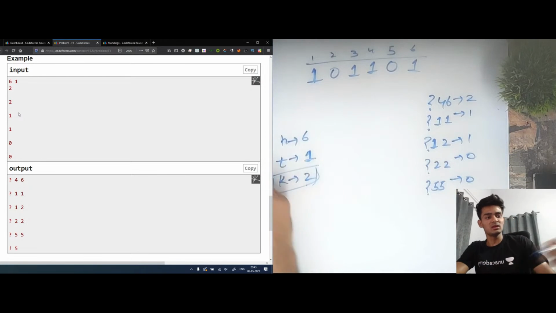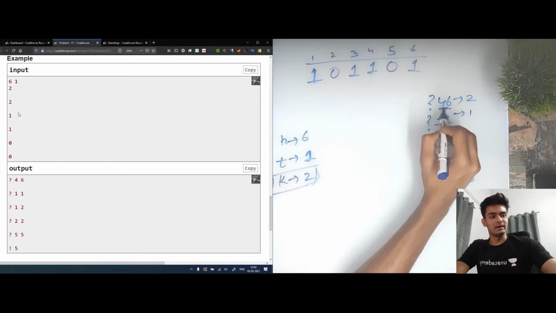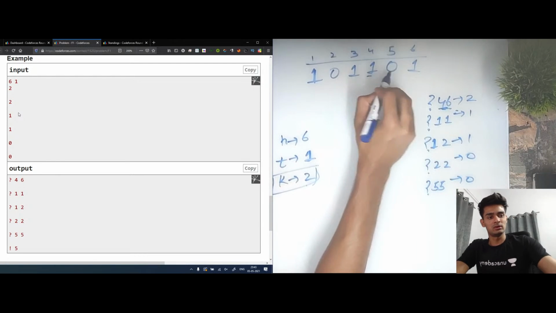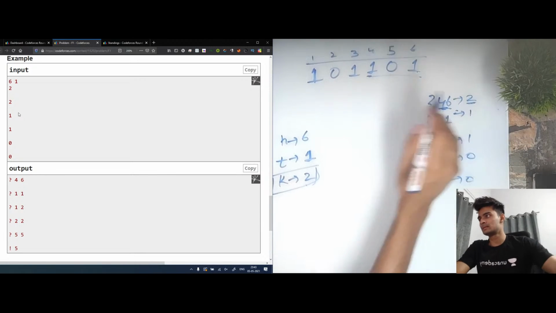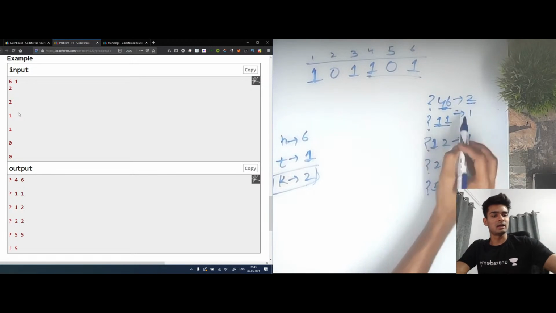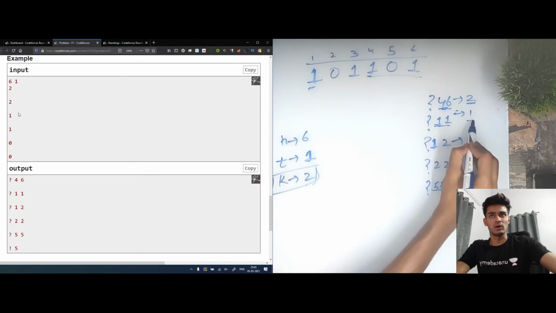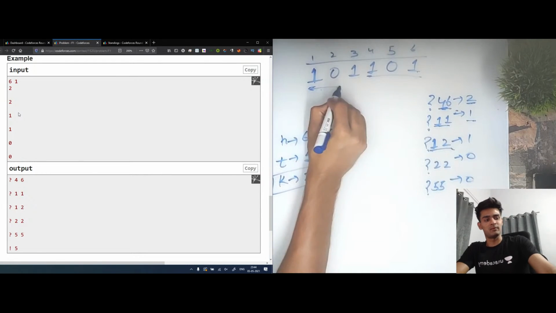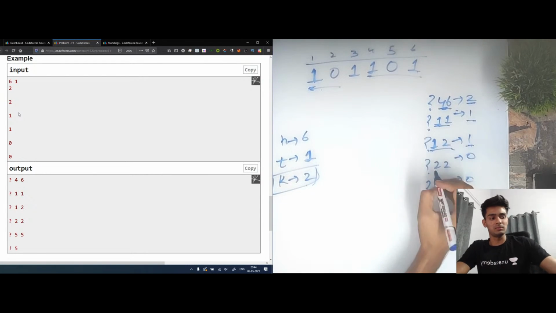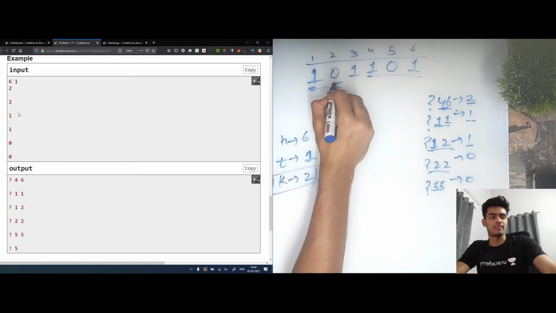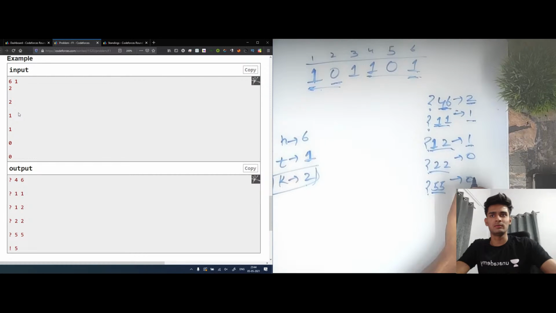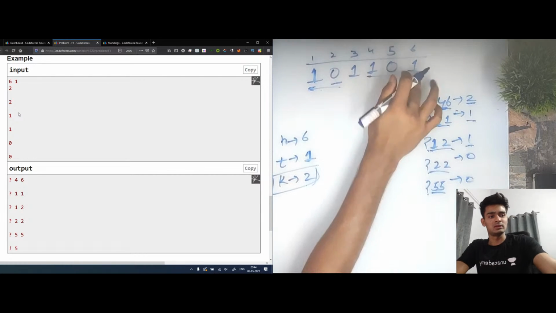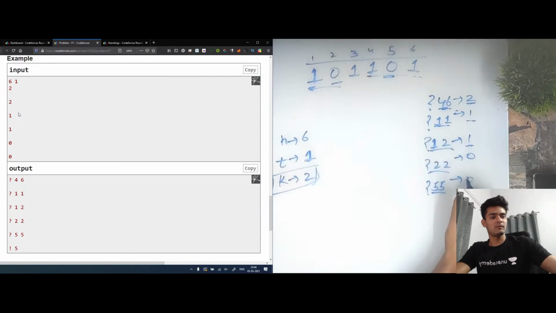Okay. So as you can see, from index 4 to 6 we have 2 ones, so this actually returns us 2. Then from 1 to 1, we have 1 one only, so the answer is 1. Then from 1 to 2, we have 1 one only, so the answer is 1. From 2 to 2, we have 0 1. And from 5 to 5, we have no 1, so this is 0.